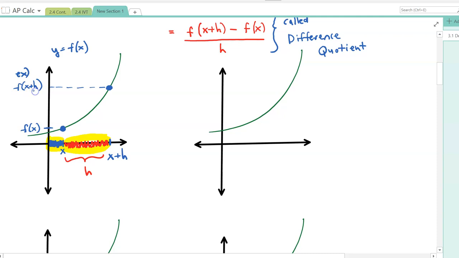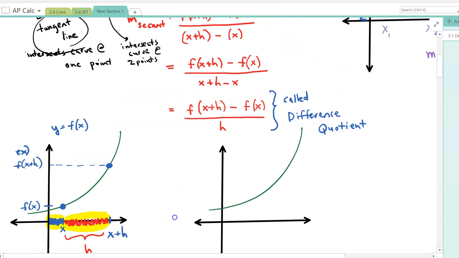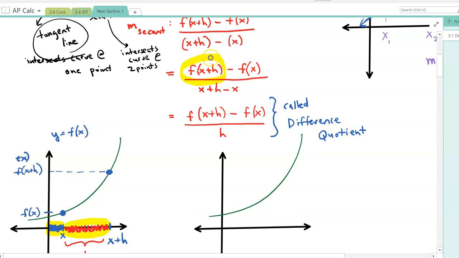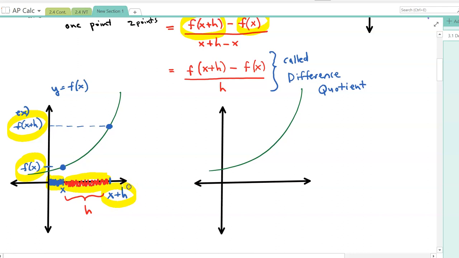Now I want to find the slope of the secant line. So if I want to find the slope of those two dots, I would take the right dot, which is f of x plus h, as you can see. I'm going to highlight this for you. I would take the right coordinate as y2, subtract y1, f of x, over x sub 2, this is x sub 2, x plus h, that's why I put an x plus h there, minus x, subtracting that x, and that's it. That's the slope of the secant line.